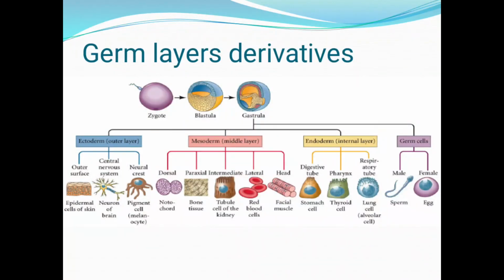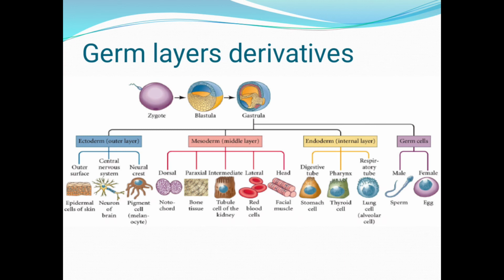Here you can see the three germ layers and their derivatives. First is the outer layer, ectoderm, that gives rise to the outer surface, central nervous system and neural crest cells. Then the middle layer is mesoderm, that forms notochord, bone tissue, tubule cells of kidney. It forms blood cells and facial muscle cells.